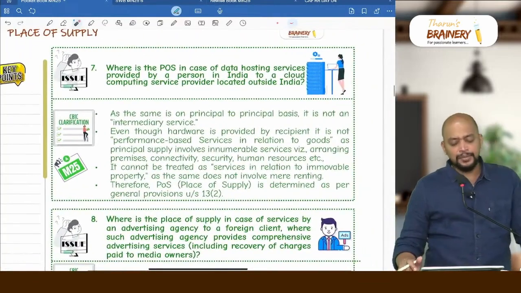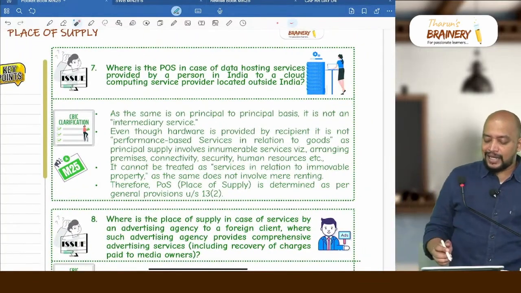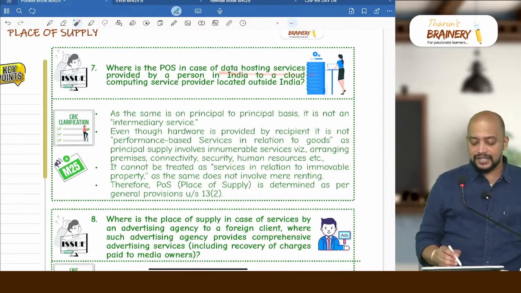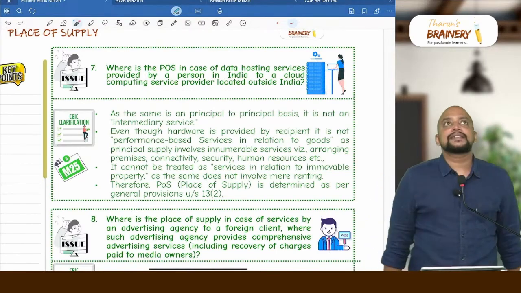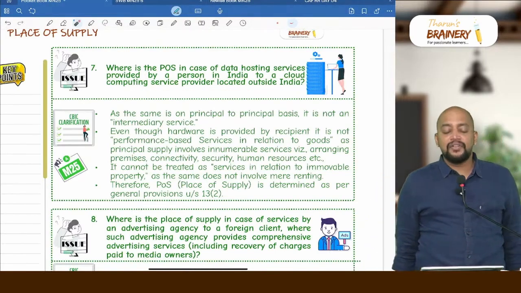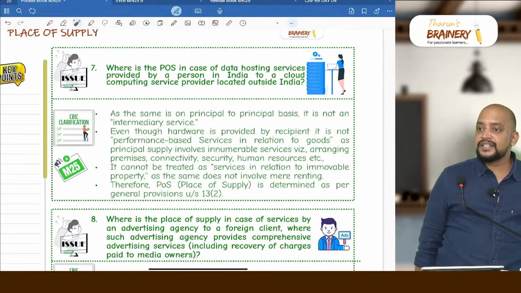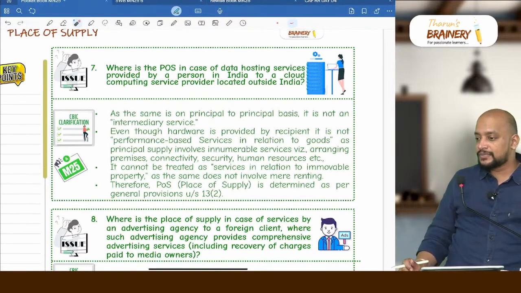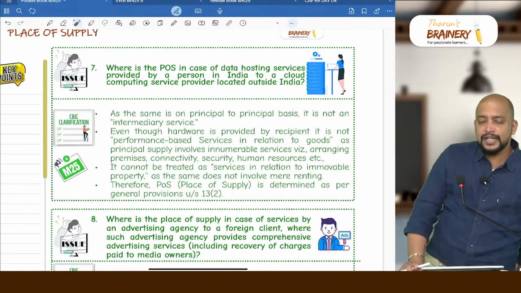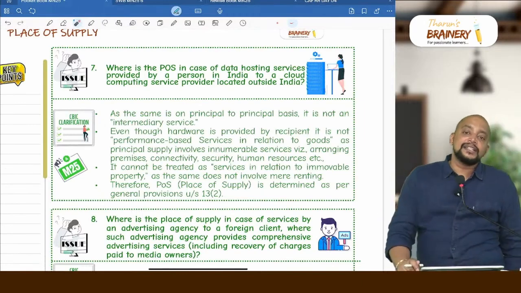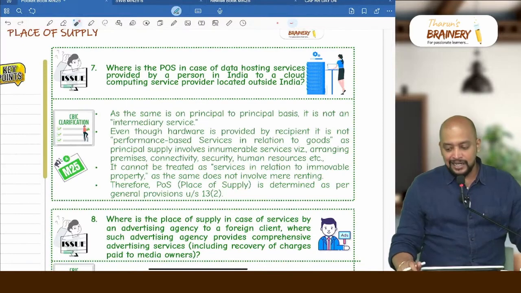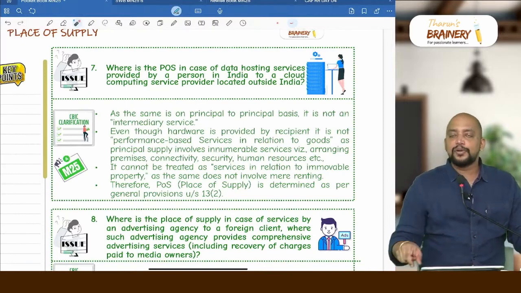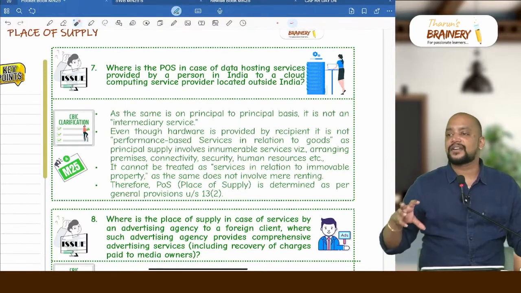Then number 7: where is the place of supply in case of data hosting services provided by a person in India to a cloud computing service provider located outside India? For example, Netflix. Netflix wants to provide streaming services to a lot of customers in India. For that purpose, they will not keep the server outside India. The server will be in India, and that server will belong to a data hosting service provider.